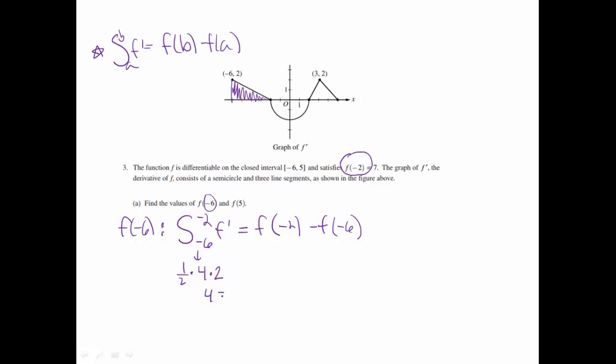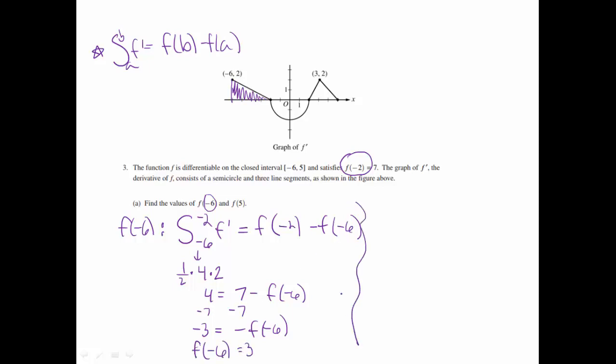So I get 4 equals f of -2, which they told me was 7, minus f of -6. To solve for this, I would subtract 7 from both sides. So I get -3 equals negative f of -6. Then I'll divide both sides by -1, and I get f of -6 is equal to 3.